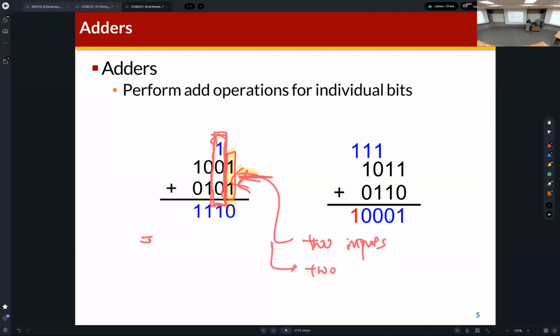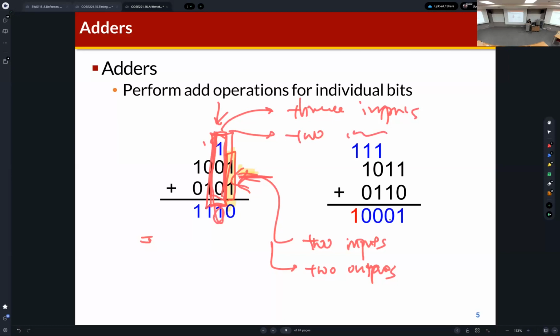the two outputs. But if we look at this other digit operation, this digit requires three inputs, and then generates two outputs, the sum and the carry. So for this add operation, we need to build a digital circuit that supports this operation, right? And these are called adders.